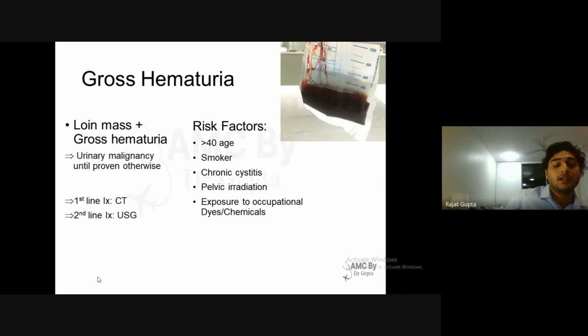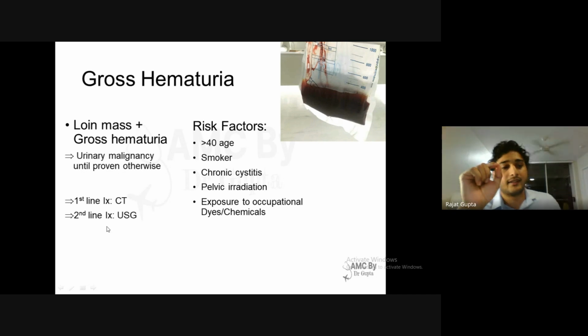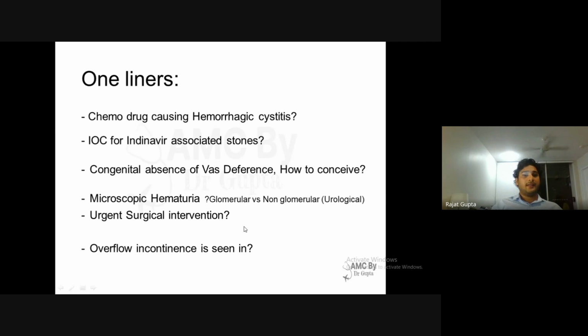Okay, so as I told you, if there is gross hematuria with loin mass, it is urinary malignancy until proven otherwise. So first line investigation is CT, and the second line is USG. If there is no mass, then the first line is ultrasound, then second line is CT. But if we have a mass, it's always cancer. So what are the risk factors for cancer? Age more than 40, smoker, chronic cystitis, pelvic irradiation, exposure to occupational dyes and chemicals. This is a very good clue because it is notorious for causing cancers. Okay, so these are the one-liners.